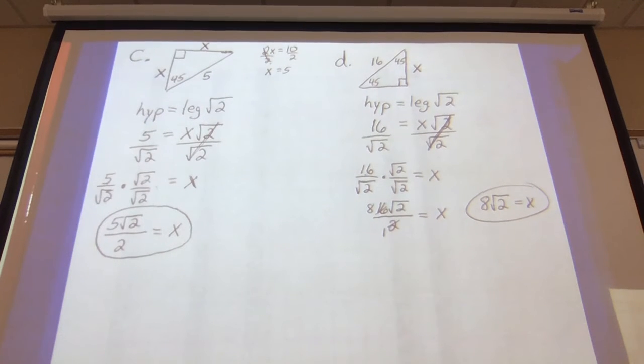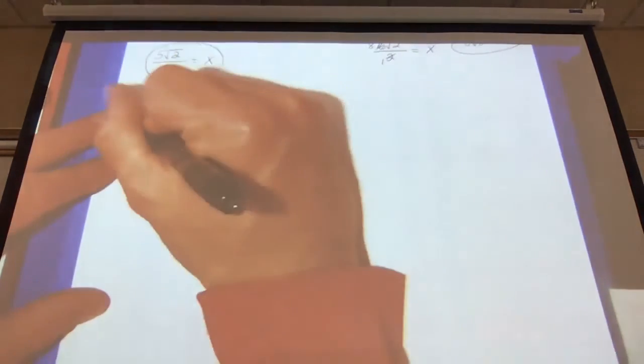Now, I've only done 4 at this point. How many think they're kind of getting the hang of it already? Okay, that's a pretty good sign. Let's try a couple more.